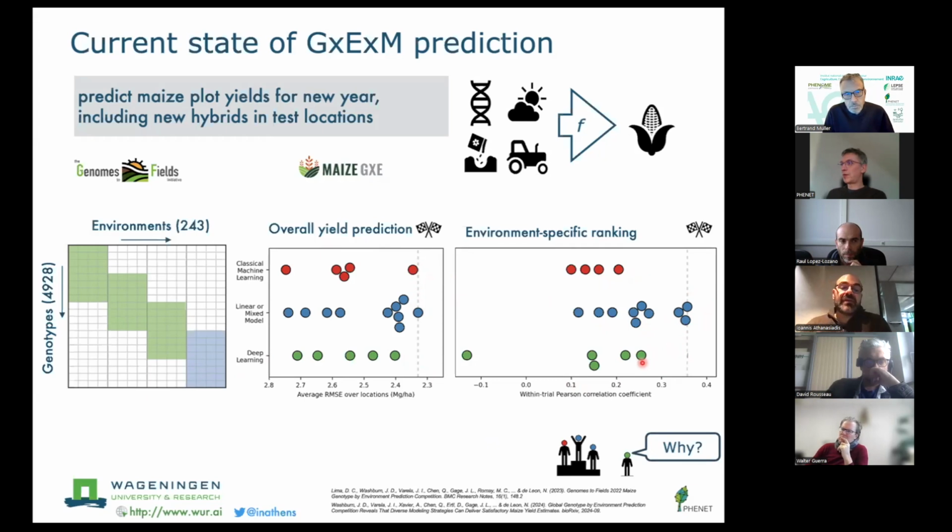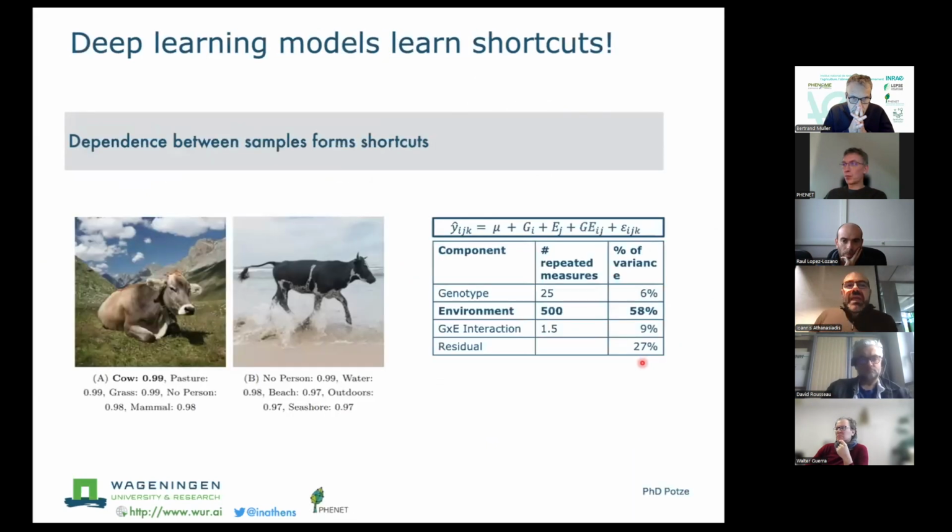Why does it fail? And if it fails with such a big data set of almost 5,000 genotypes in 250 environments, how long can we wait until we have enough data to build trustworthy models in this case? The main problem here is that deep learning models, as we said before, they hallucinate. They are learning shortcuts. So similar to the image problem that if you put a cow on the sea, it will not detect it as a cow because it learns the correlations with the background. So because it's not in a green pasture, it's not a cow.